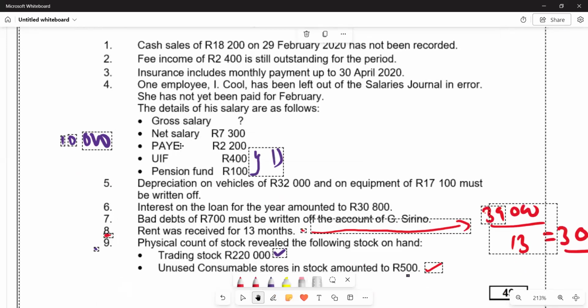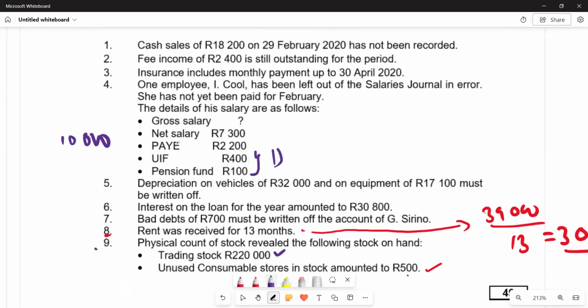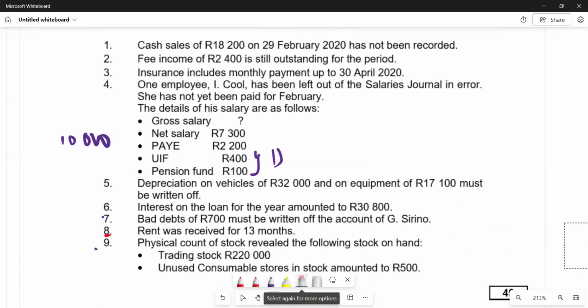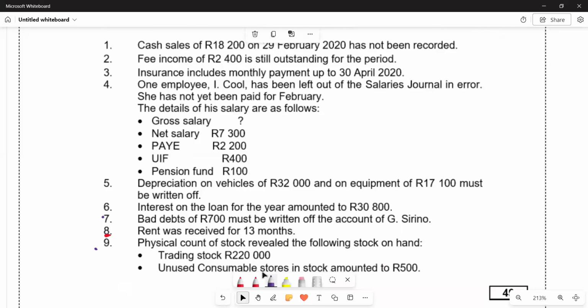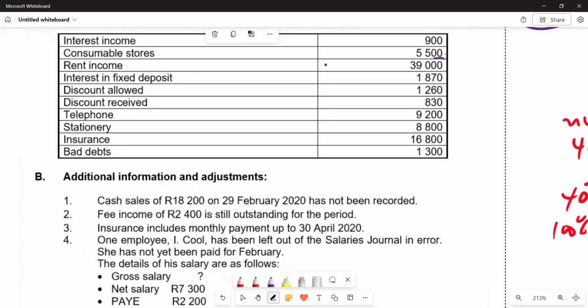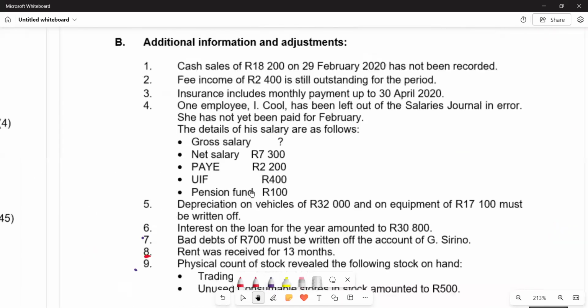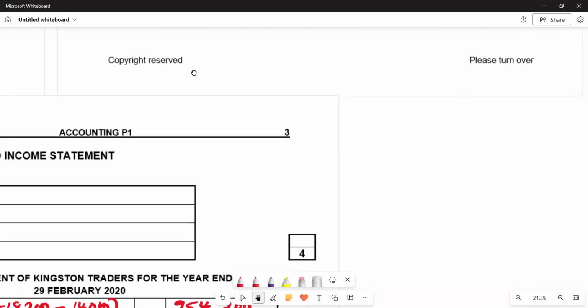We go to item 7. We are here on item 7, where they are saying bad debts of 700 rands must be written off the account of G. Serino. So what does it mean? It means we have an extra bad debt of 700. So we are going to add this 700 to the figure for bad debts that we are given in the list of balances, which is 1,300, and then we add our 700. Then we go to our answer section.